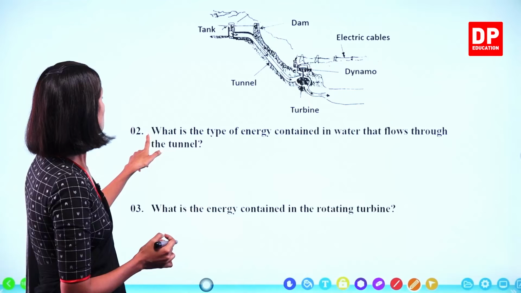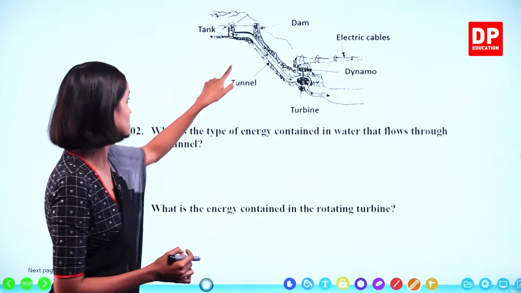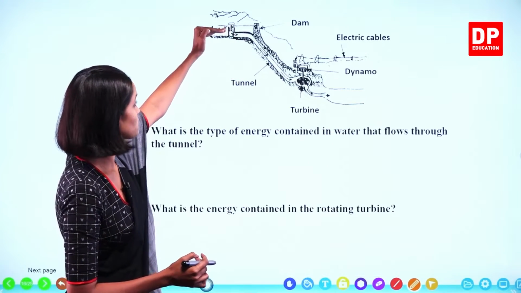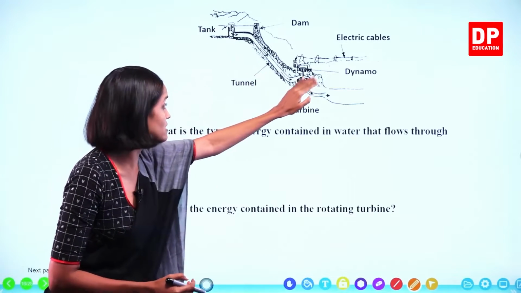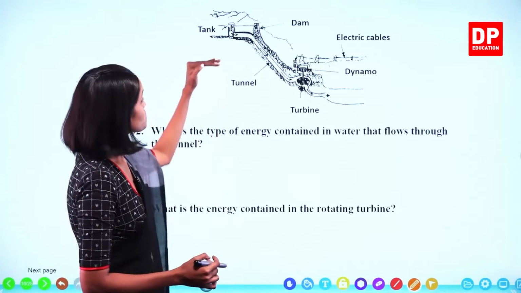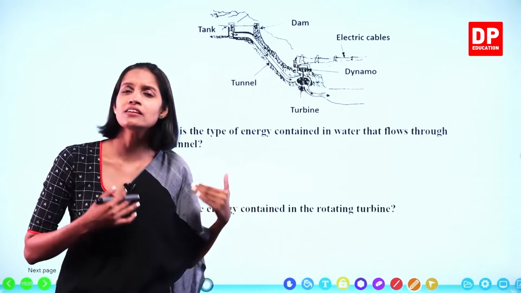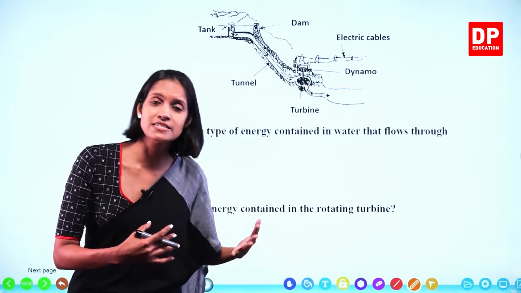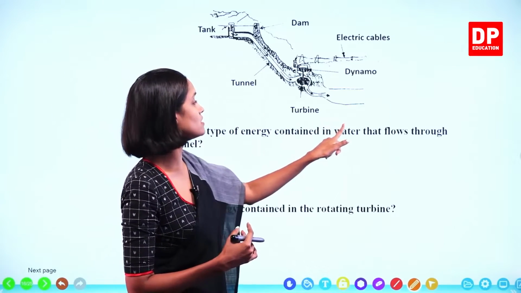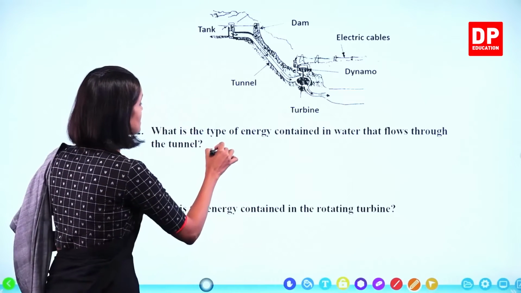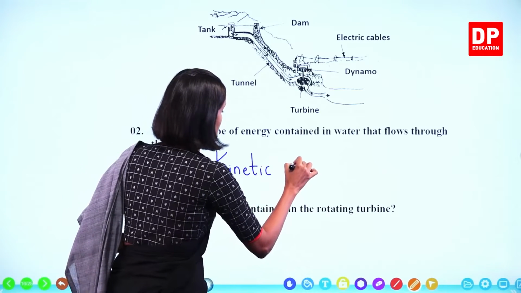Next one. What is the type of energy contained in water that flows through the tunnel? So when there's a small gate, when it opens, what happens? From the tank, the water flows through the tunnels up to the turbine. So in flowing water, what type of energy is contained? Any moving object contains kinetic energy. Right? So what is the type of energy contained in water that flows through the tunnel? Kinetic energy.